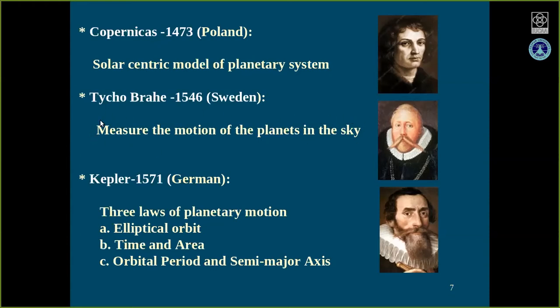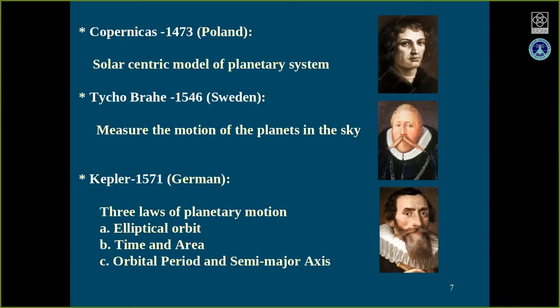He has a notebook. In that notebook, he makes different figures, and in those figures he puts the position of stars and planets on a daily basis. Today, what is the position? Tomorrow, where will the position be? Day after tomorrow, where will the position be? He has devoted his whole life to this kind of stellar observation.